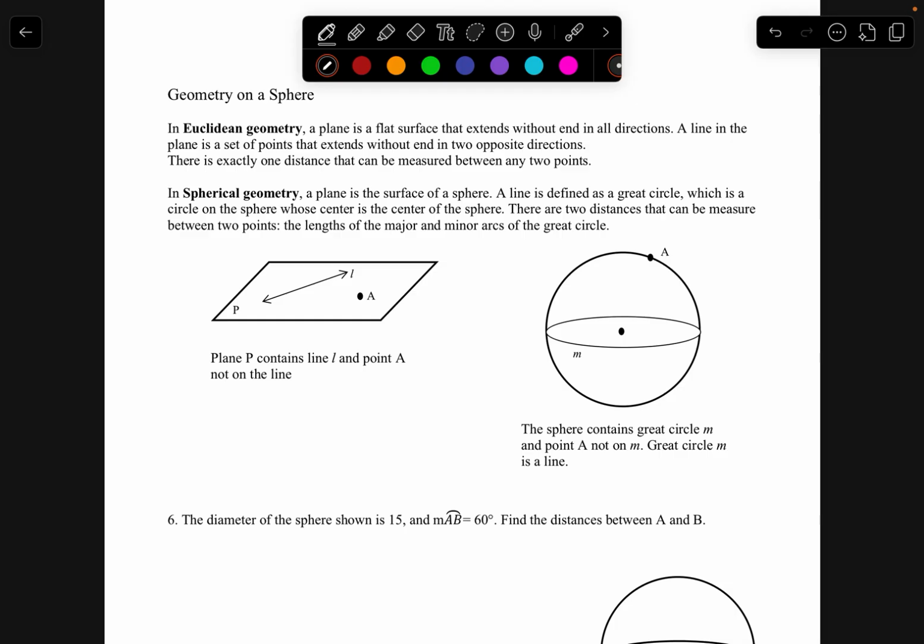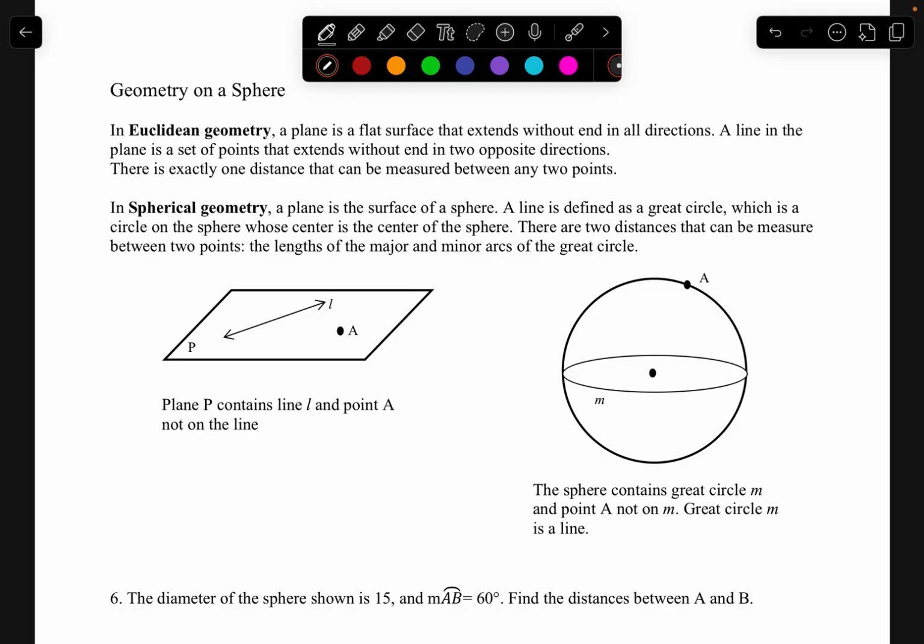It's not quite a sphere, but it's essentially a sphere. And instead of a surface being a flat plane, now our surface is the surface of a sphere. Okay, so here we go. Euclidean geometry. In Euclidean geometry, a plane is a flat surface that extends without end in all directions. A line in the plane is a set of points that extends without end in two opposite directions. There is exactly one distance that can be measured between any 2 points. This is in Euclidean geometry.